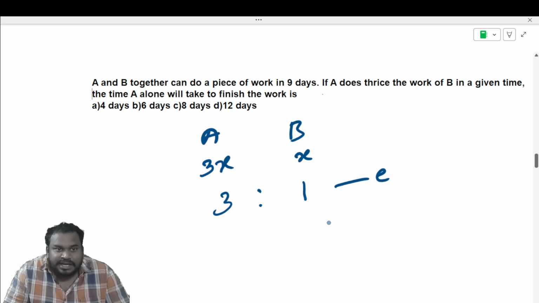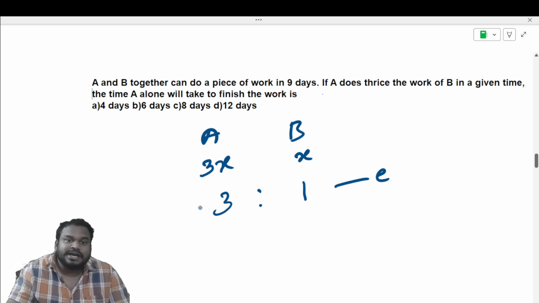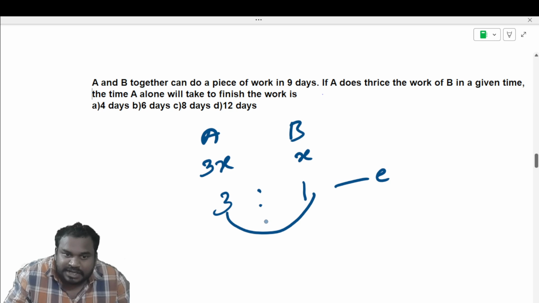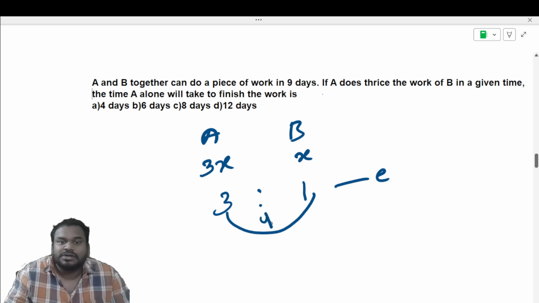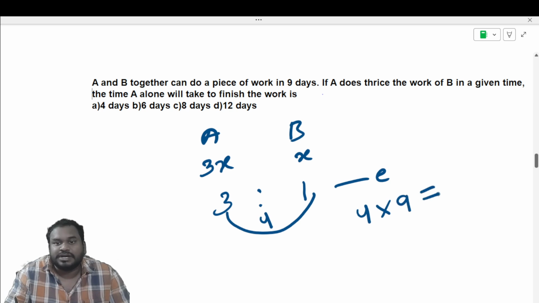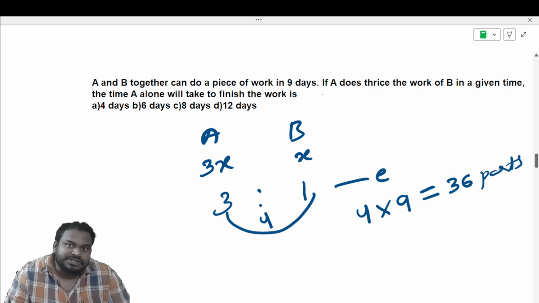Here A and B together can do a piece of work in 9 days. If we combine their efficiencies, it will be 4. With 4 efficiency, they are doing the work for 9 days. It means 36 is the total amount of work. 36 parts of work they are supposed to finish.